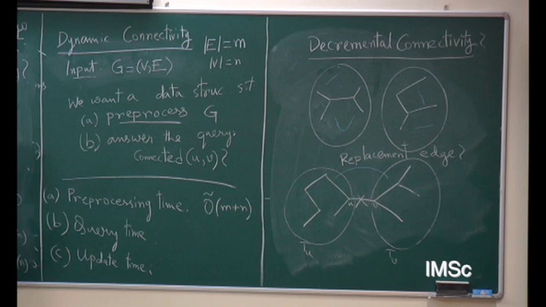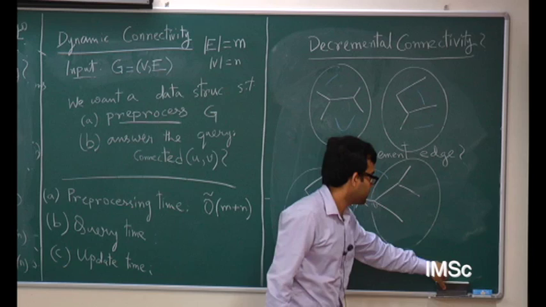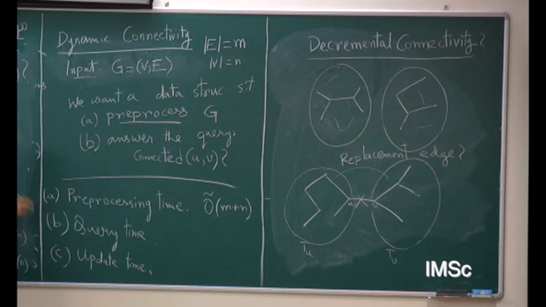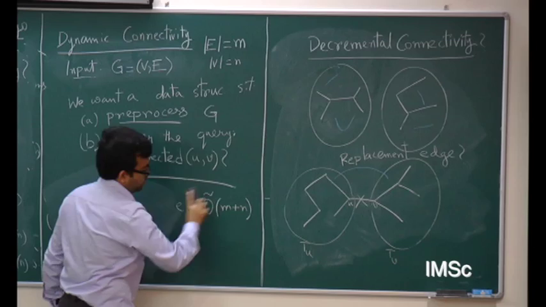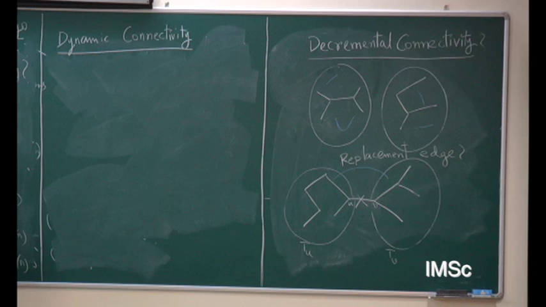Okay. I see that it's getting a bit confusing. Maybe I shouldn't have gone directly into this. Hold that thought for the time being. I'm going to come back to that. Let me first define what a dynamic tree data structure is.